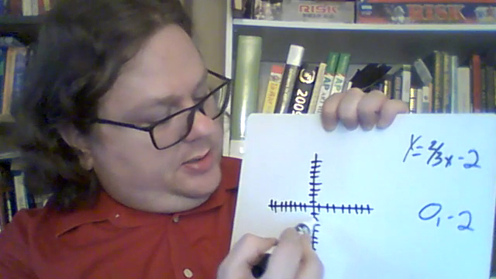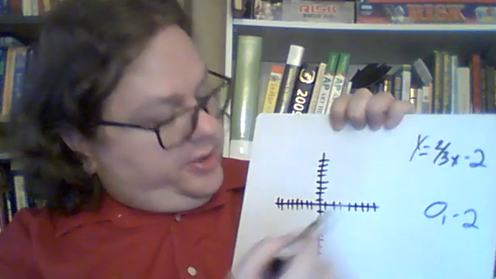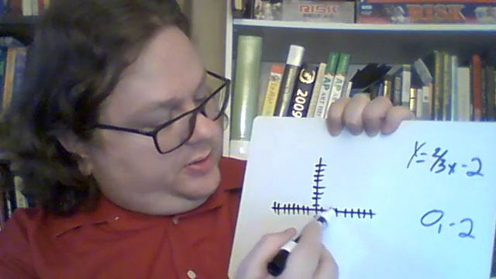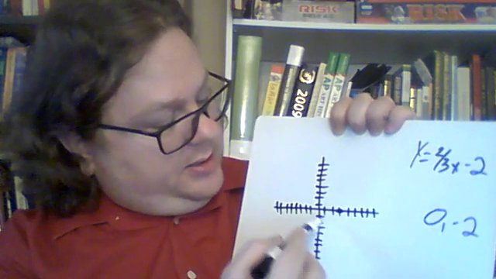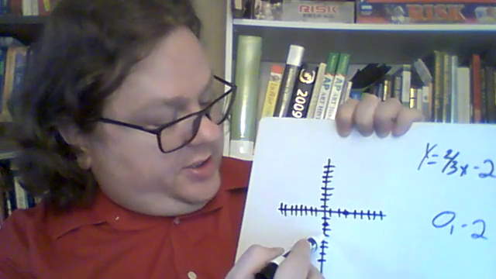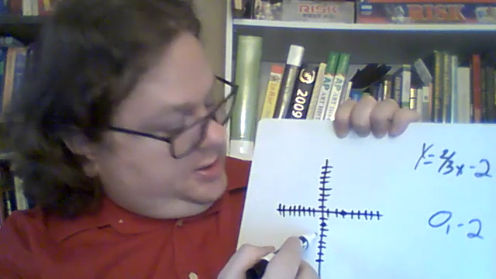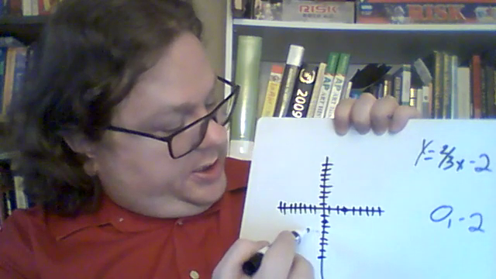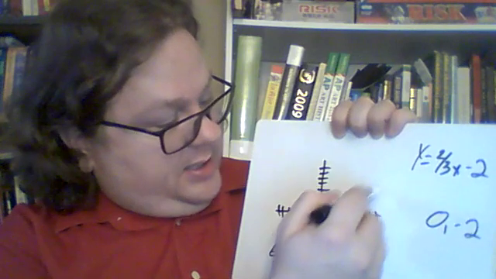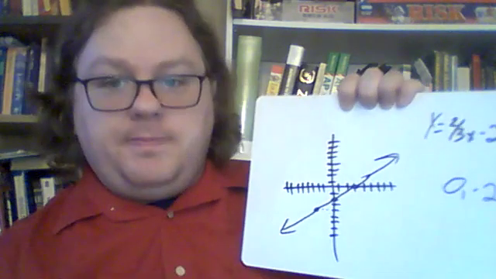Start right here. And if the slope is 2/3, that means we can go up by 2, 1, 2, and over by 3, 1, 2, 3. Put a dot there. And you can do that by going negative on both of them as well, which means go down by 2 and to the left by 3. Here you go. Now we've got 3 points, which makes a line. Pretty simple, right?